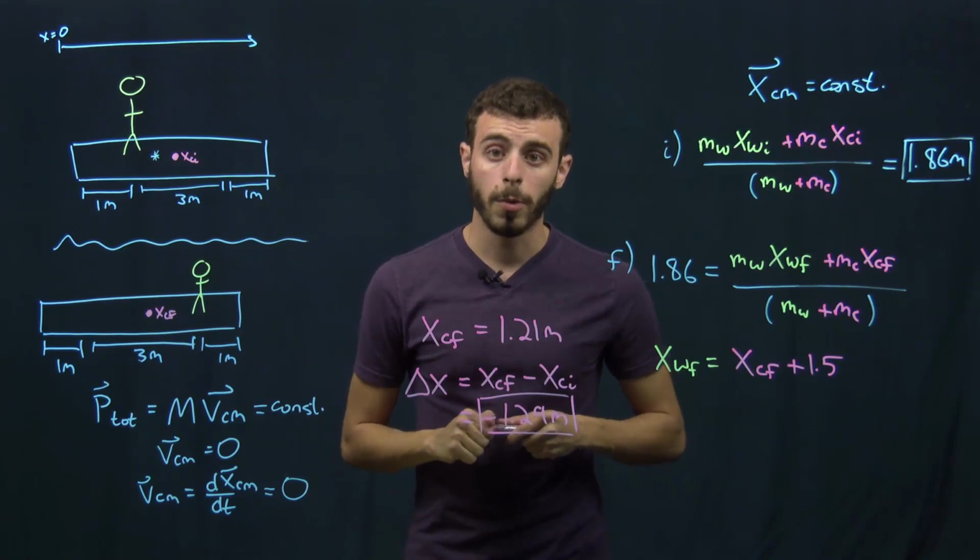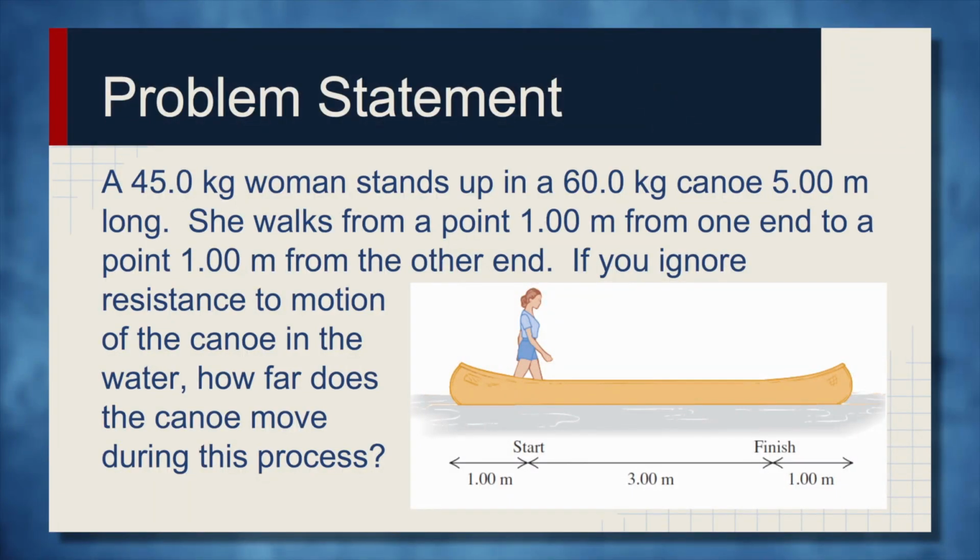So let's go ahead and review what we've just done. We first defined our system as being comprised of the woman and the canoe. Because there are no external forces on that system, the total momentum is conserved, which led to the fact that the center of mass position would be constant at all times. So we solved the initial scenario for the center of mass, and then imposed that position as the center of mass in the final scenario. And then we used the relation between the position of the woman in the final scenario and the position of the canoe, and solved directly for the final position of the canoe. And so this led us to find the change in its position.